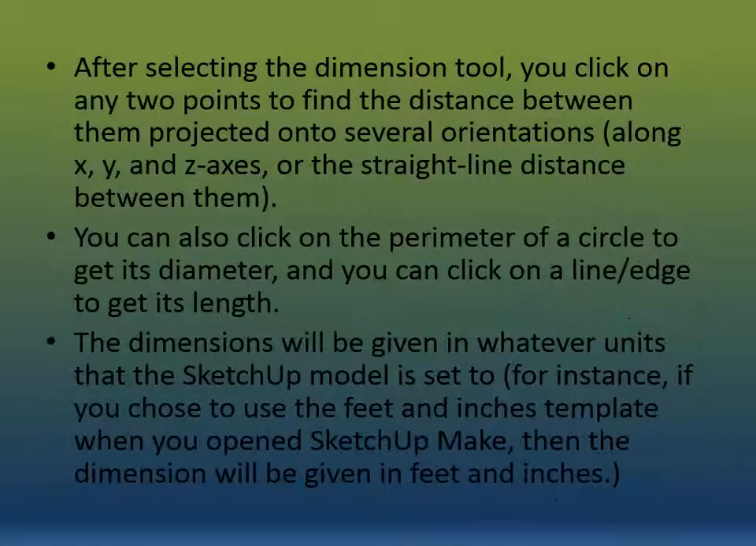After selecting the Dimension tool, you click on any 2 points to find the distance between them projected onto several orientations. So you can find the distance along the x-axis, the y-axis, or the z-axis between any 2 points. Or if you just want the actual distance between the points, you can do a straight line distance. You can also click on the perimeter of a circle, and it'll give you the diameter. Or you can click on a line or an edge, and it'll automatically give you the length of that line, so you don't have to go between the endpoints.